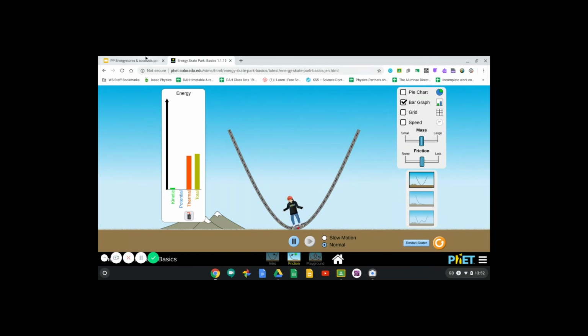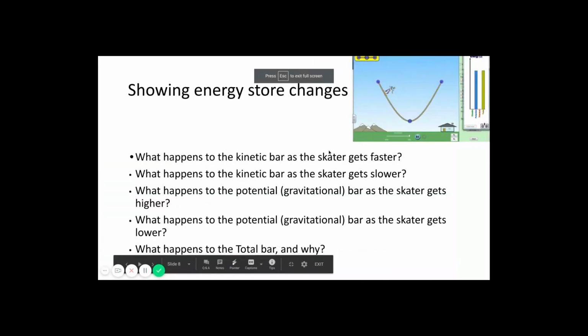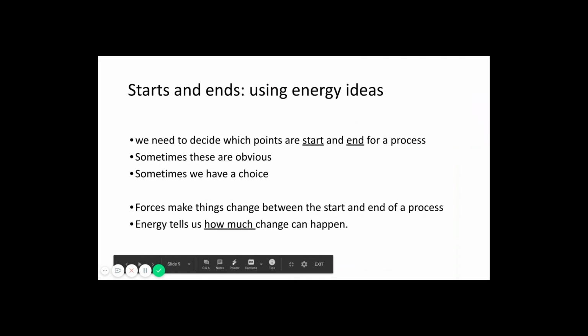Now, the simulation showed us a continuous process, but the concept of energy is most useful when comparing a change between a clear start and end point. For the skater, we may have chosen the start to be the skater at the top of the ramp, not yet moving, and the end where she is moving fastest at the bottom.